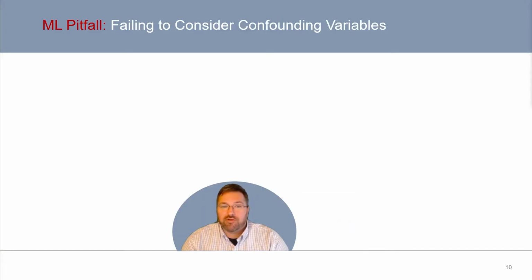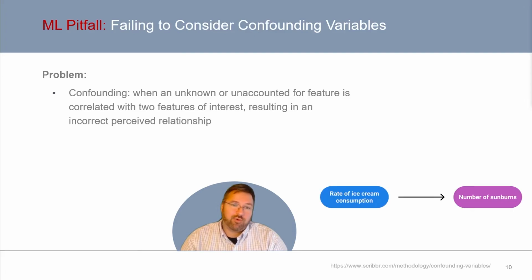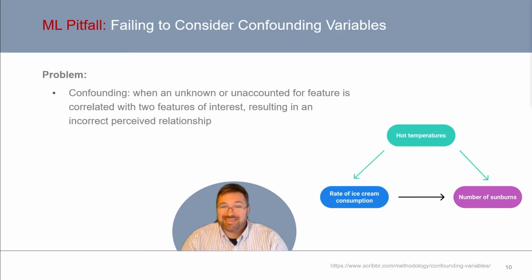Yet another pitfall involves failing to consider confounding variables. The problem of confounding is when an unknown or unaccounted for feature is correlated with two features of interest, resulting in an incorrect perceived relationship. So for example, we observe that the rate of ice cream consumption is correlated with the number of sunburns. Like in our last slide, while these are associated, it wouldn't make sense to a reasonable person that one of these would cause the other. Indeed, there is another confounding variable, in this case the hot temperature of the sun, which is causally driving the correlation between the other two variables.